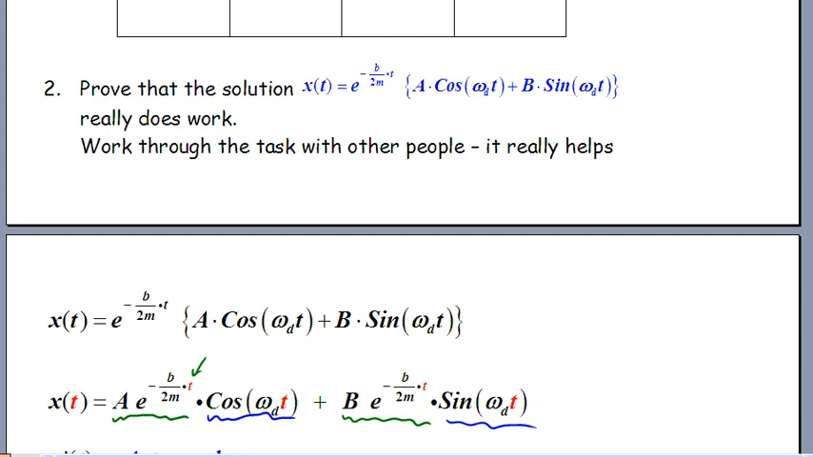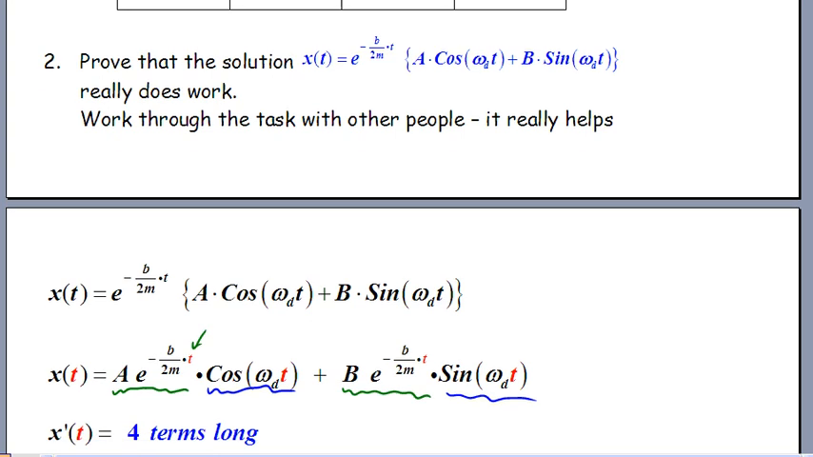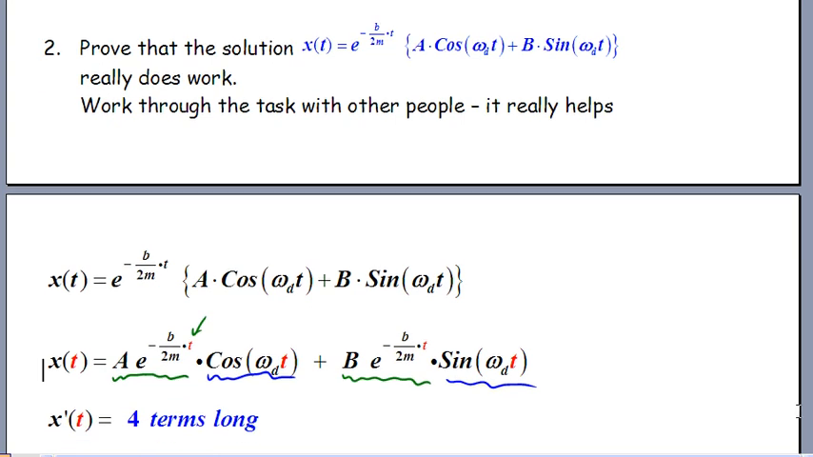This term here has a t in it, and then the sine term has a t in it. So when you go to do a derivative of these two terms that are here on the page right now, you're going to have two terms from each one of them. So you're going to end up with 4 terms by the time you carefully do a derivative of the solution that we think is right.